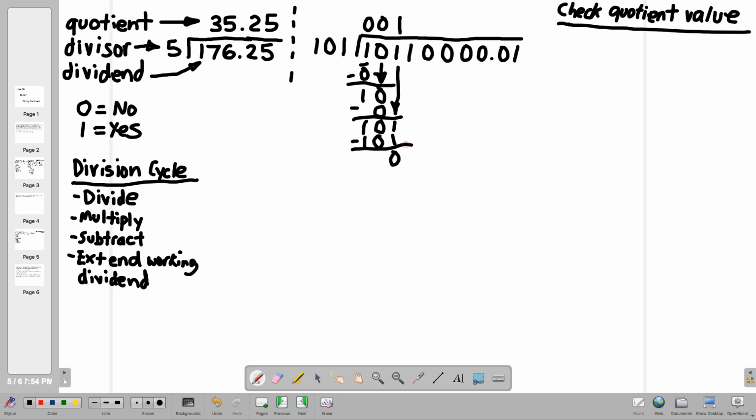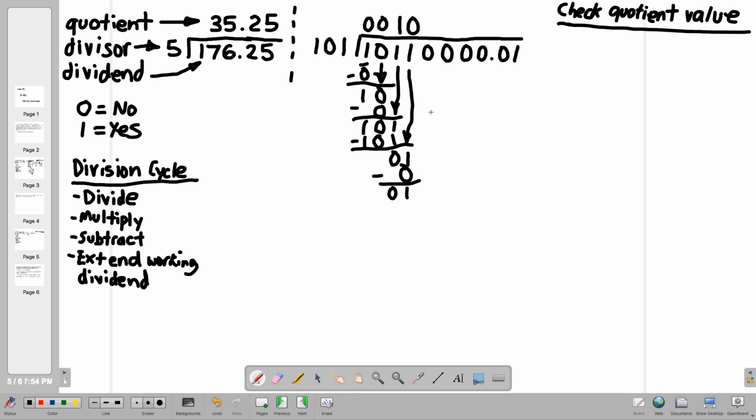And then we extend the working dividend. So we bring down the 1. And so now the next working dividend is 0, 1. So we begin the cycle again. Does 5 go into 1? The answer is no. So we put a value of 0 to the top here. Next step is multiply. 0 times 5 is 0. So we subtract. So 1 minus 0 is 1.